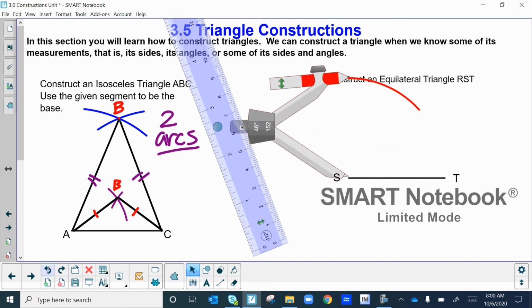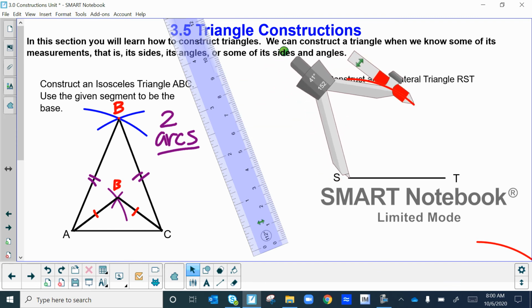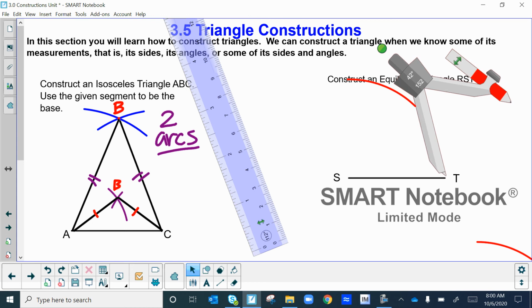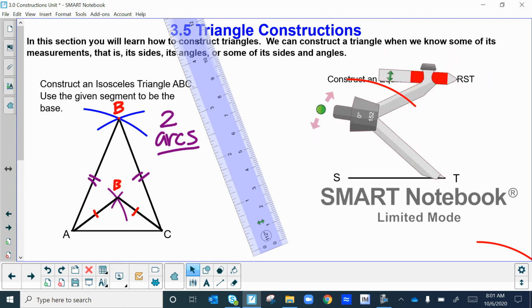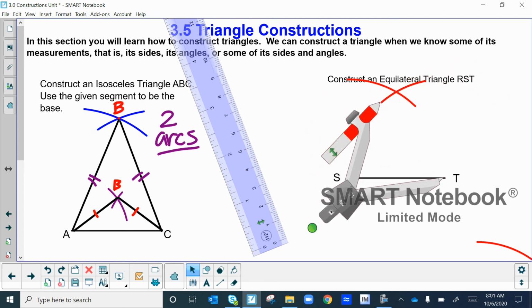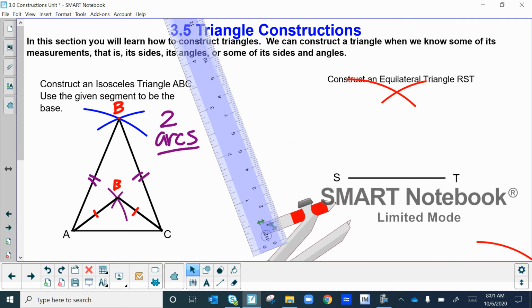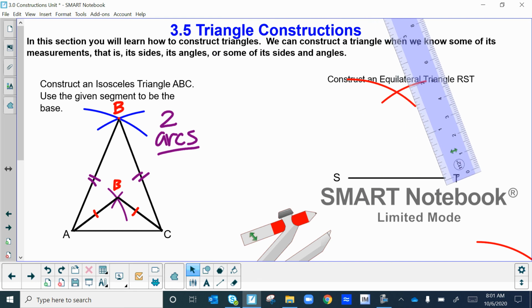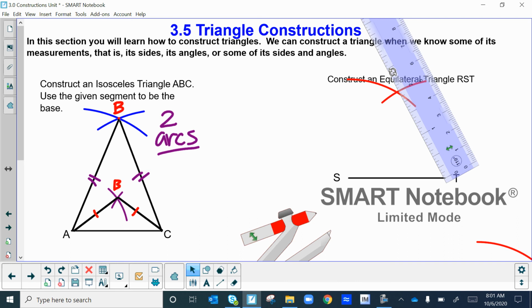I think I messed up. Okay, let me try this one more time. Place it over here on T. Keep that same measure, which is the same length as ST. There's our intersection point. Now all we have to do is get our ruler and connect. That's going to be point R, it looks like.